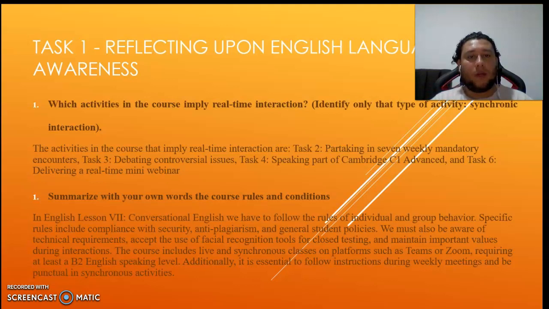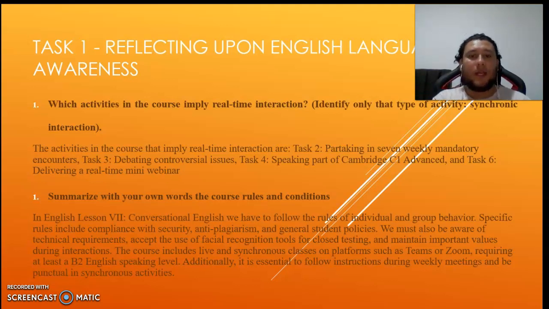In this case, it is marketed as 7 weekly mandatory encounters. We have the task number 3, number 4, in which we have to do a speaking part of Cambridge C1 Advanced, and the task number 6. In this case, summarize with your own words the course rules and conditions.